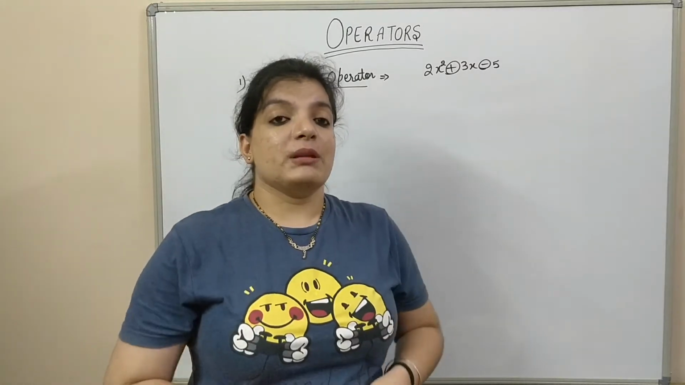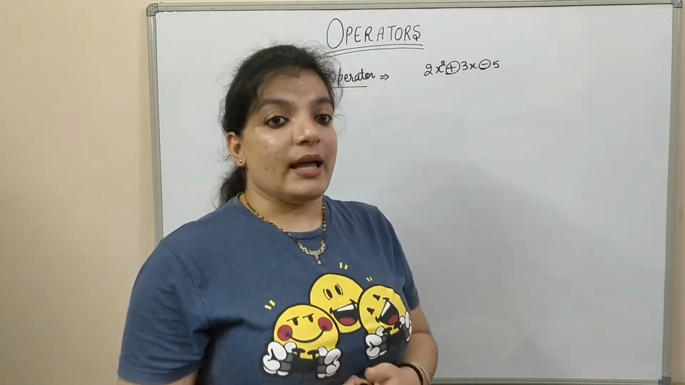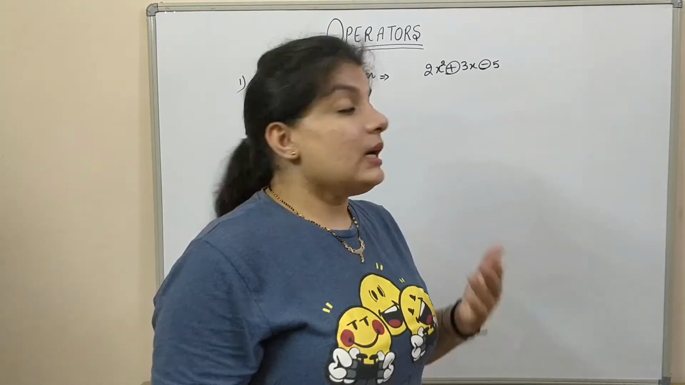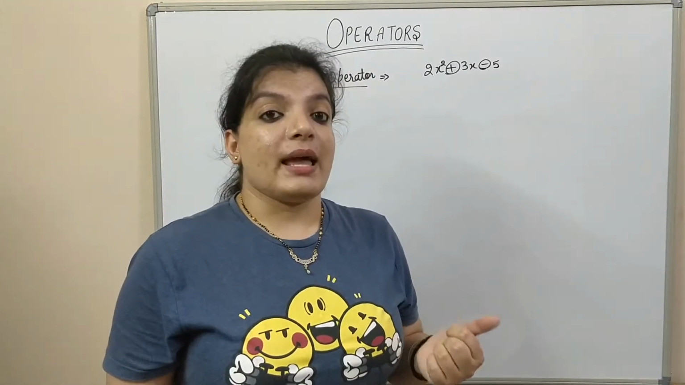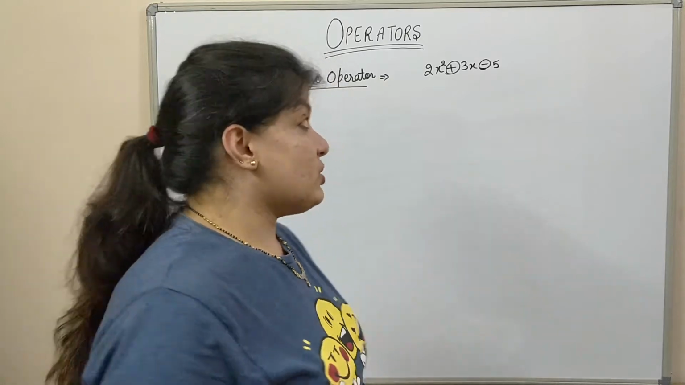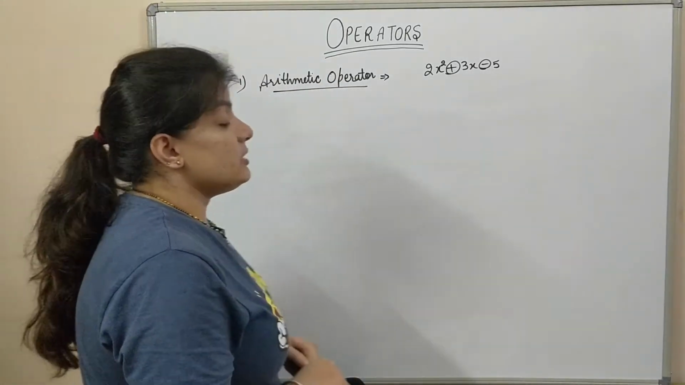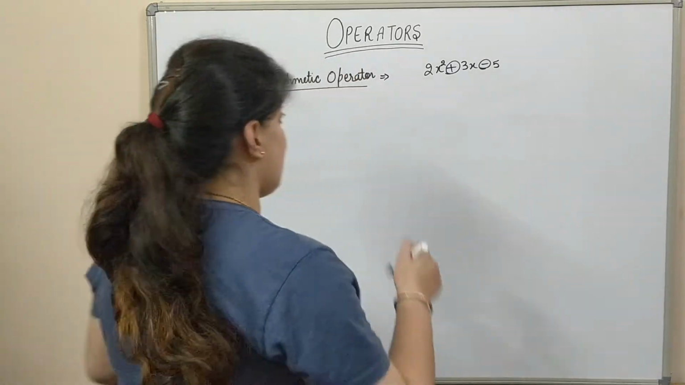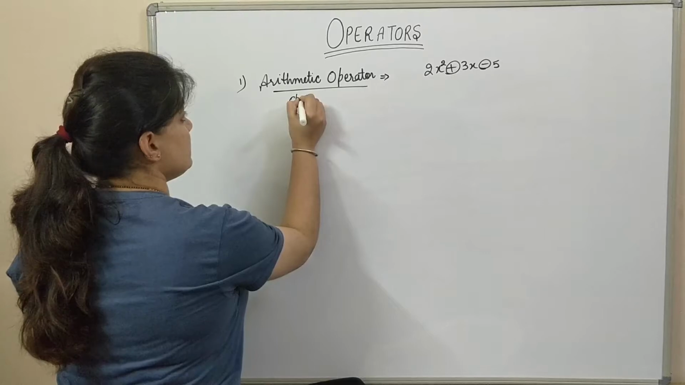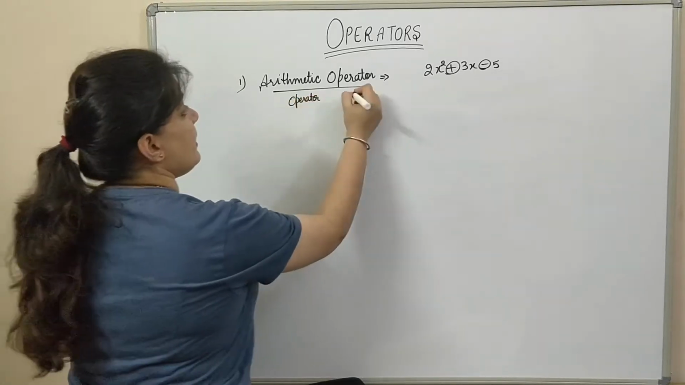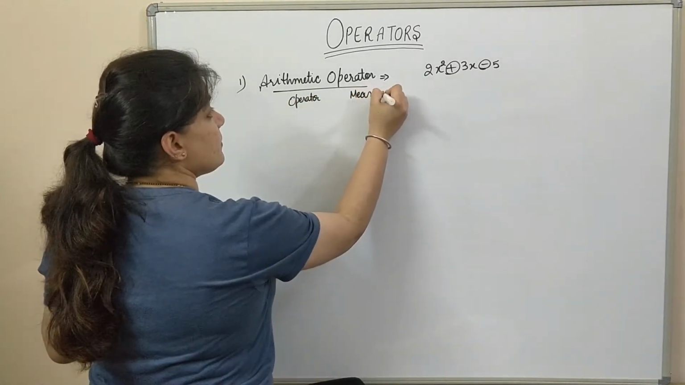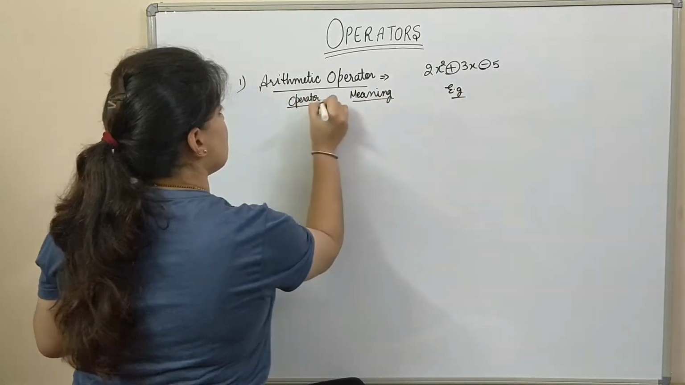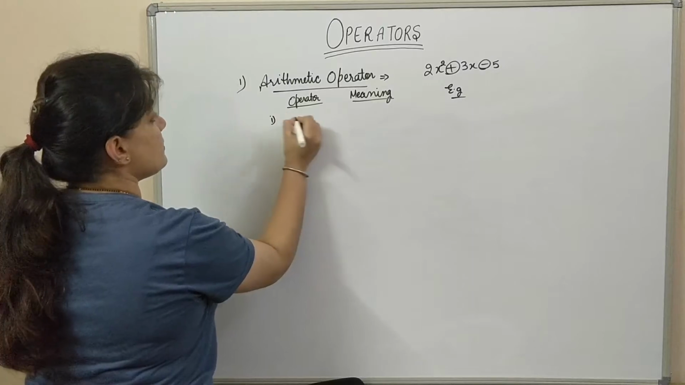So what do you mean by arithmetic expression? The expression which is written by using arithmetic operators is known as an arithmetic expression. So what are the arithmetic operators we have in Java, C and Python programming languages? These are the operator, meaning, and example.